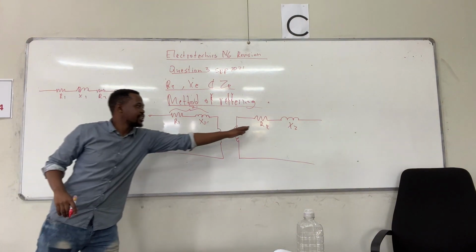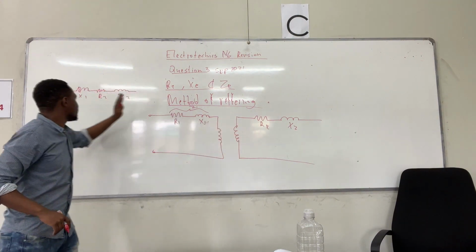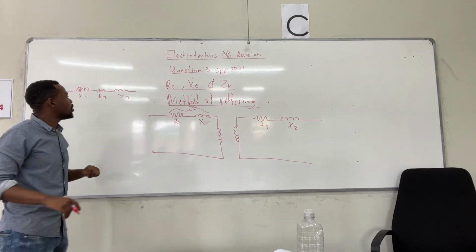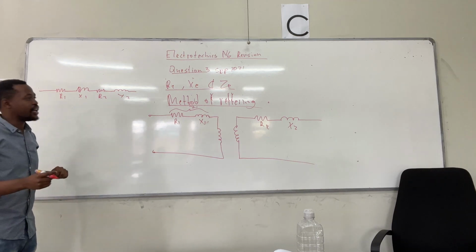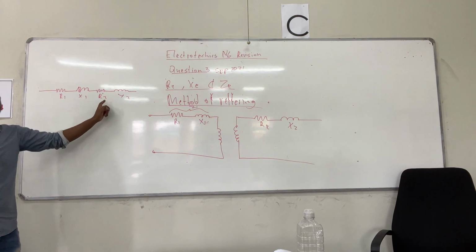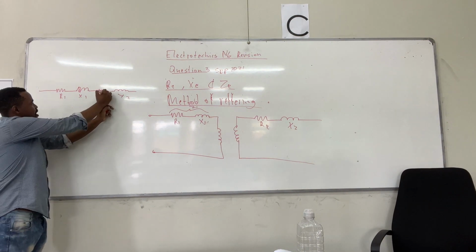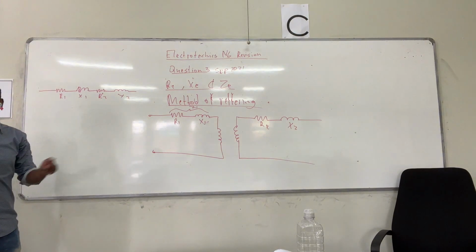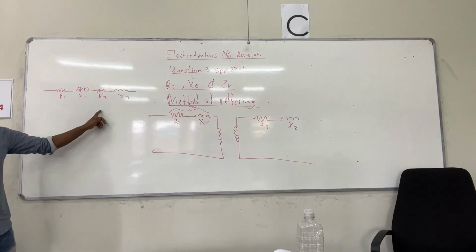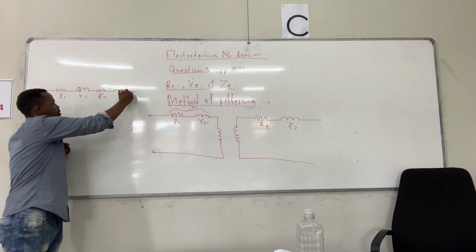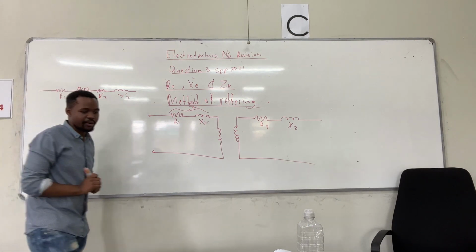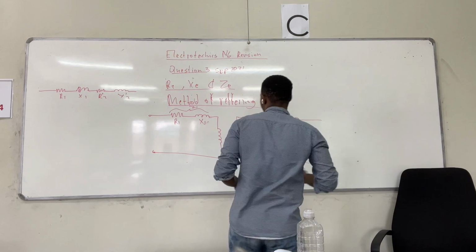We are basically taking the resistance of this winding and putting it on the primary side, and the reactance of that winding and putting it on the primary side. So we write it with a prime. Once you see the prime, that means we referred the resistance of the secondary winding to the primary winding, and we referred the reactance of the secondary winding to the primary winding. Now let us look at the formulas.